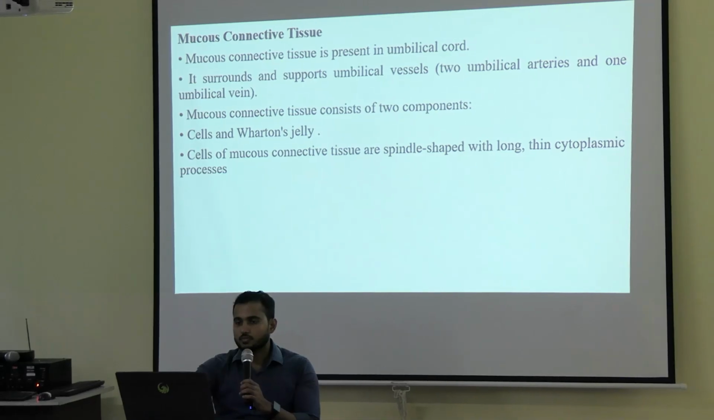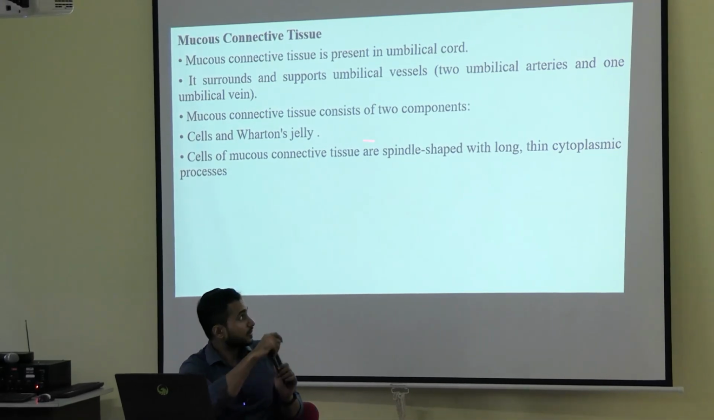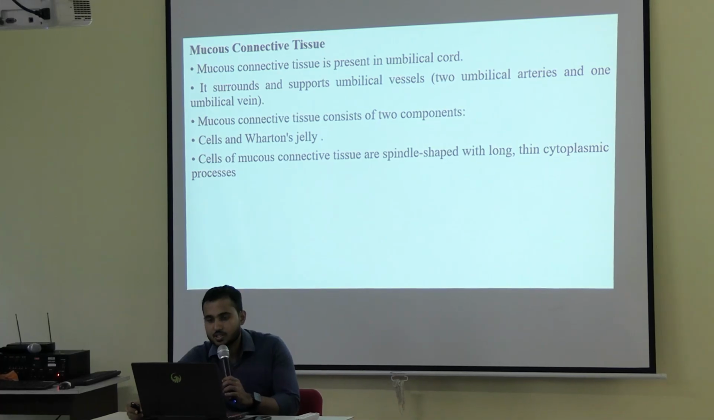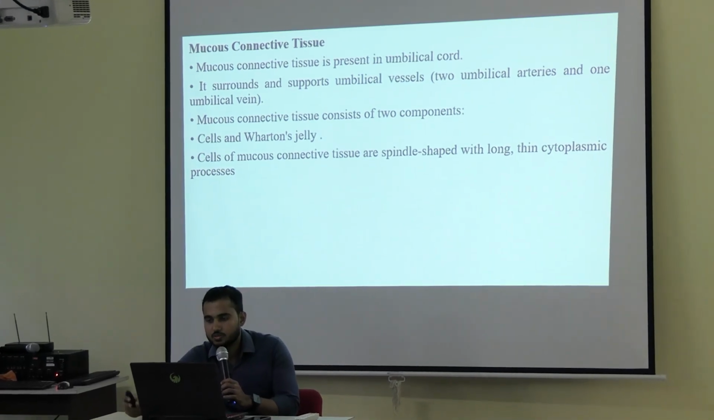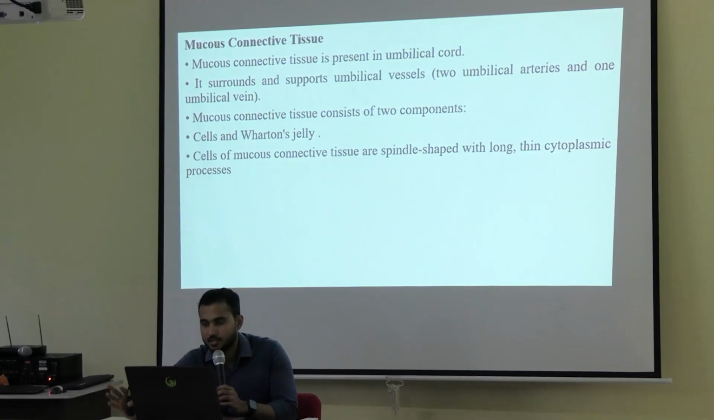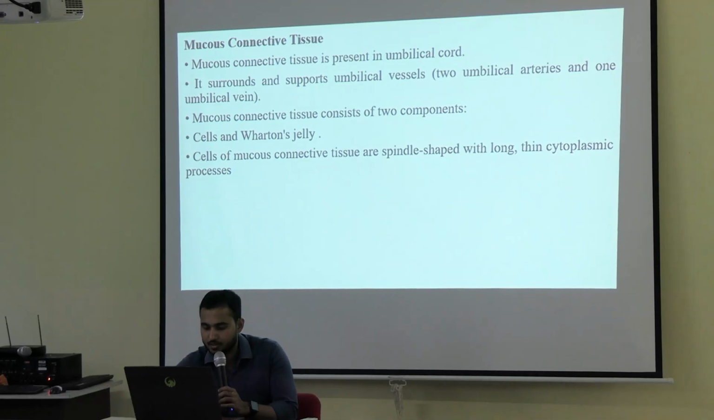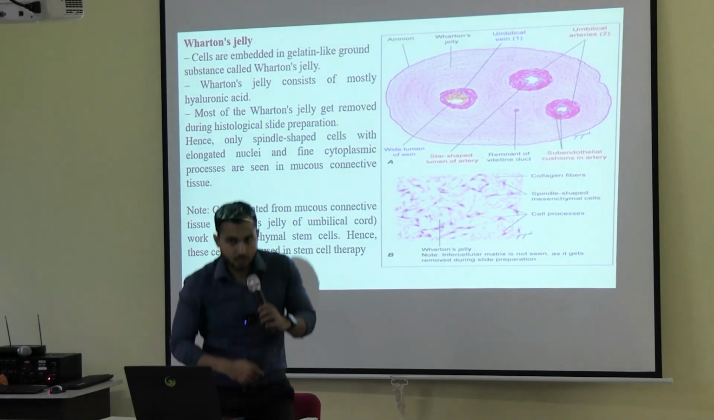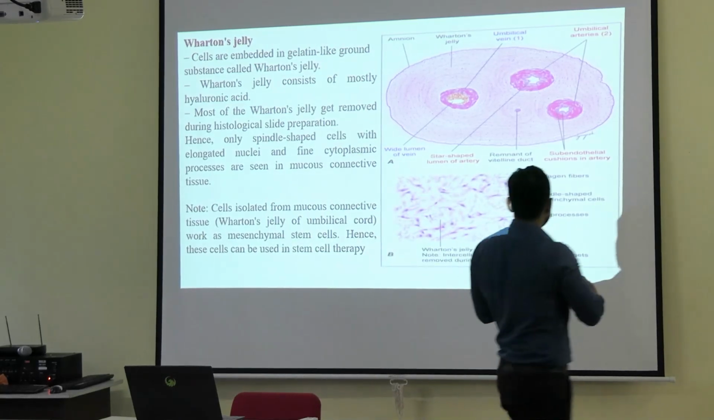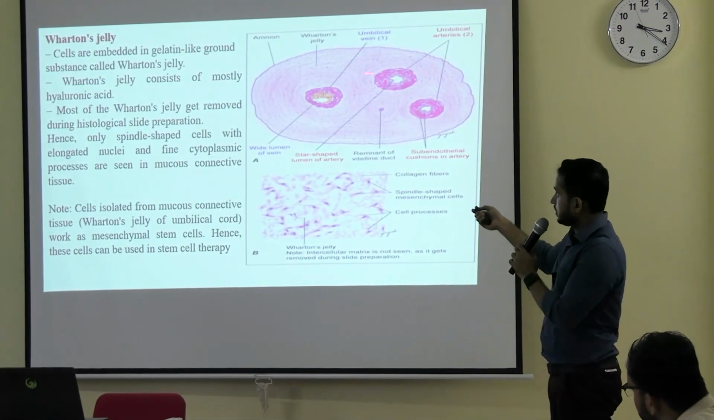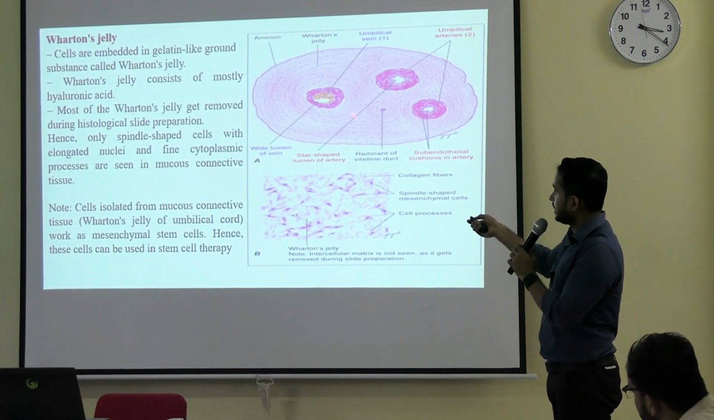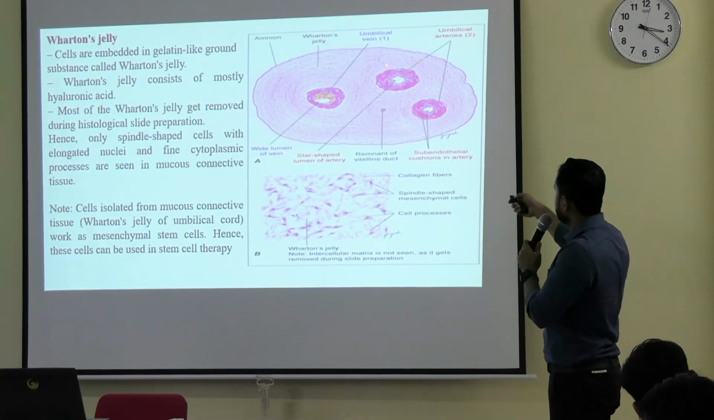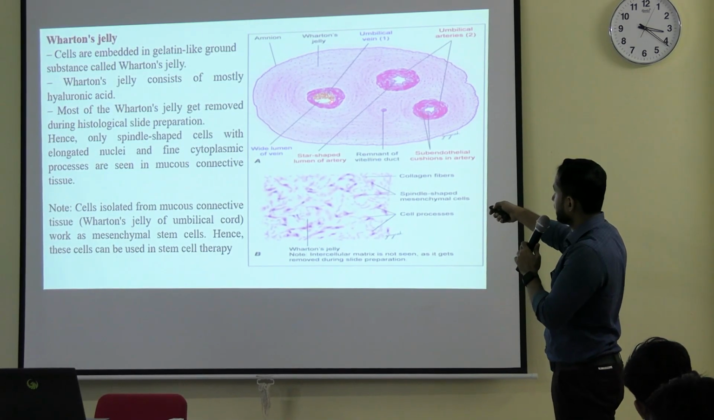So mucous connective tissue has two components, as you can see: cells and Wharton's jelly. The cells of the mucous connective tissue are similar, spindle shaped, and cytoplasmic processes are there. Okay, and here you can see the diagram. The same thing you have to see today under the microscope. This is the slide of the umbilical cord, where you can see two umbilical arteries and one umbilical vein.